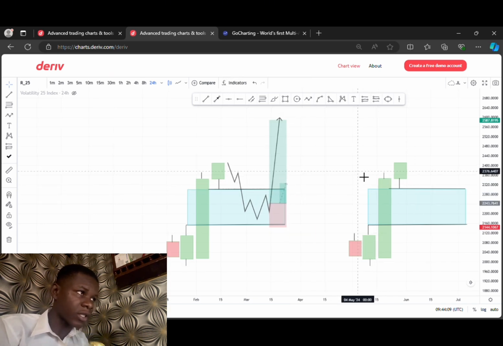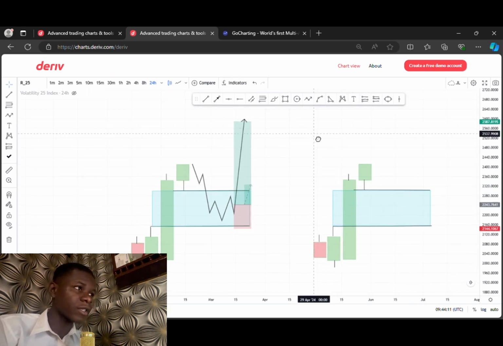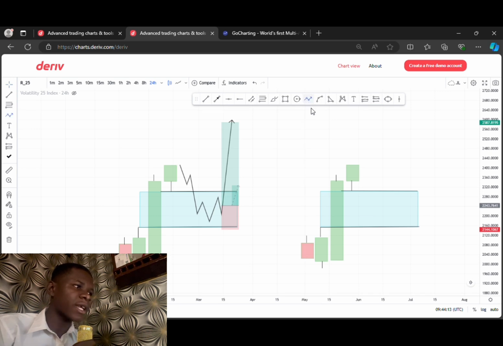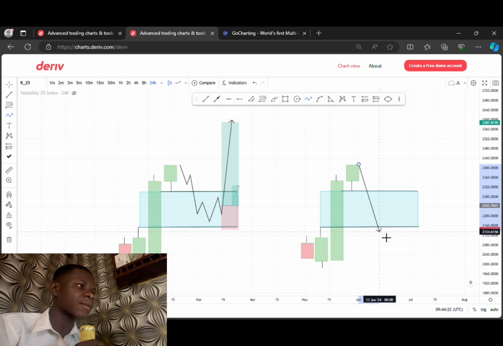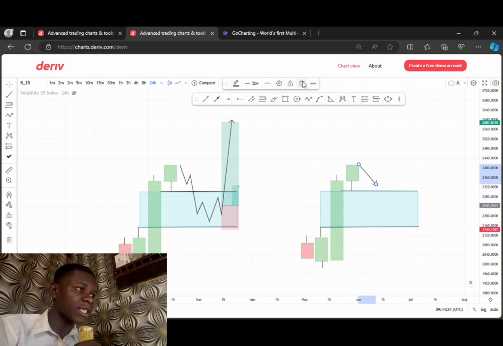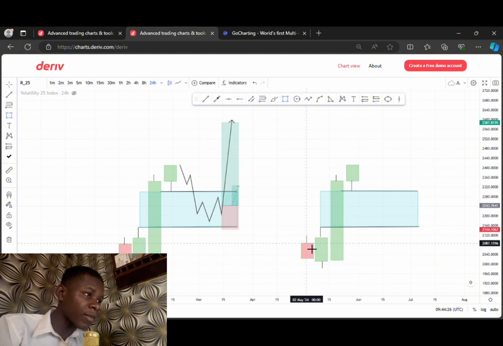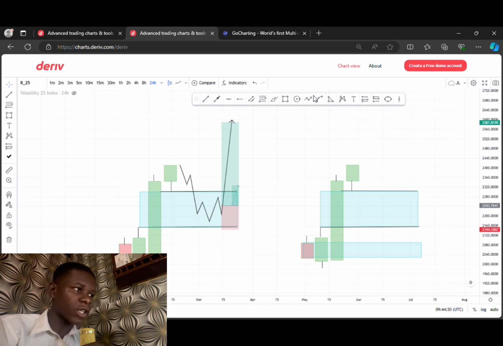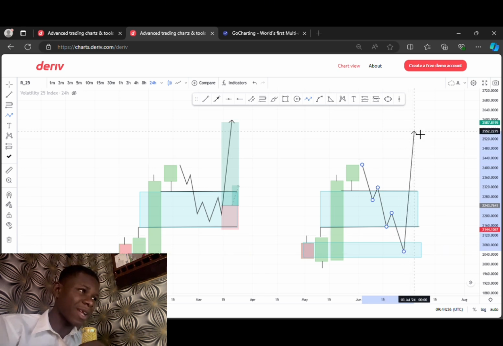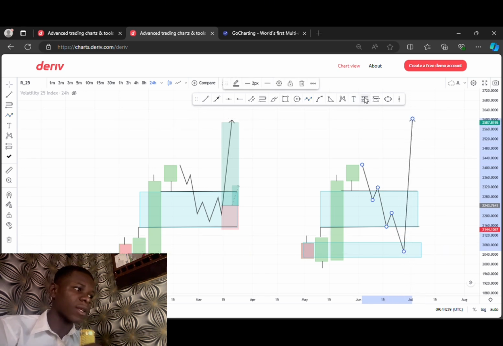But for imbalances, it's a bit different. It's in fact very different. We don't need the market to come into this fair value gap zone that you are seeing right here. We need it to penetrate through it. What we're looking for in imbalance is for it to come in, penetrate through it, and then mitigate this other block or demand zone, and then we buy from that level.